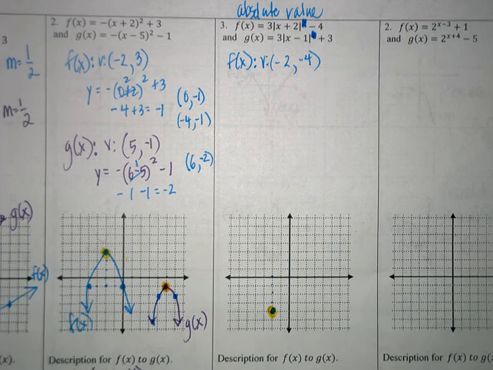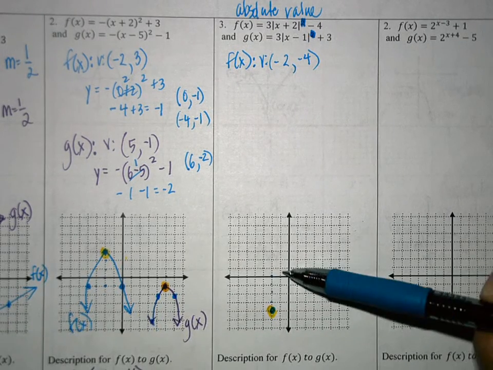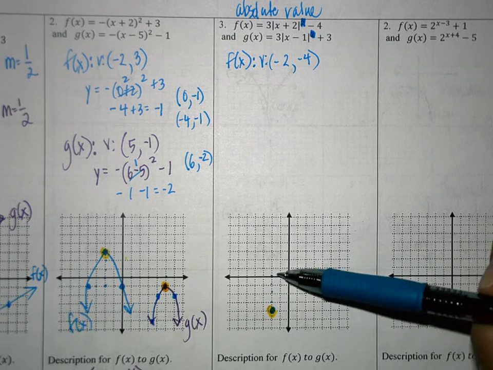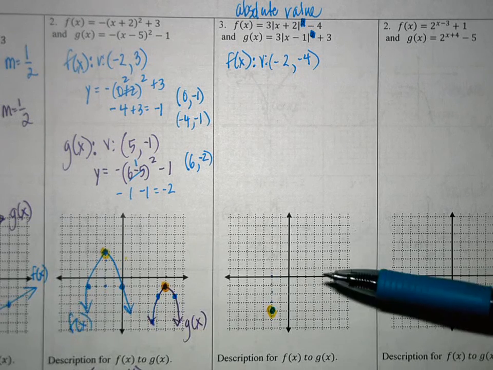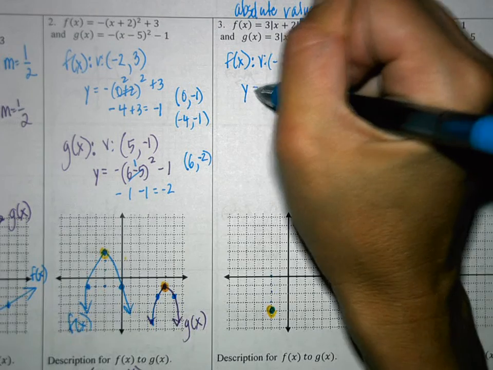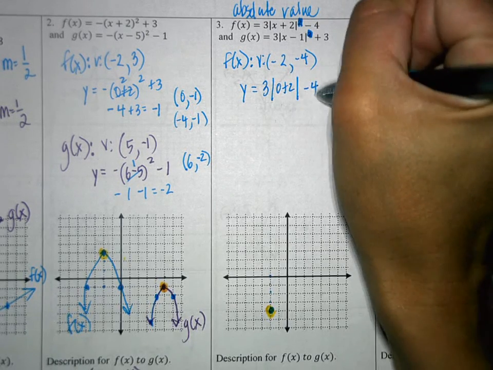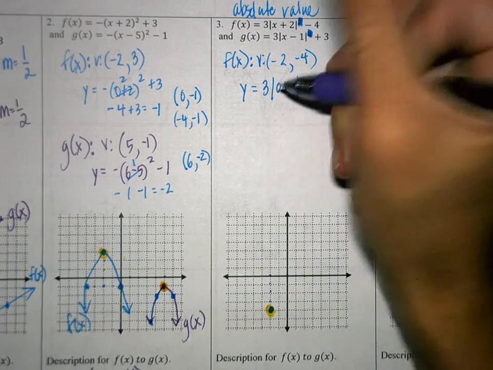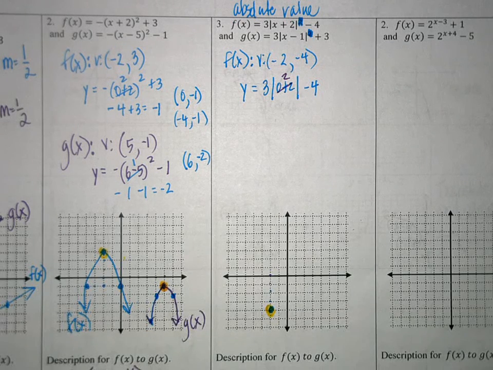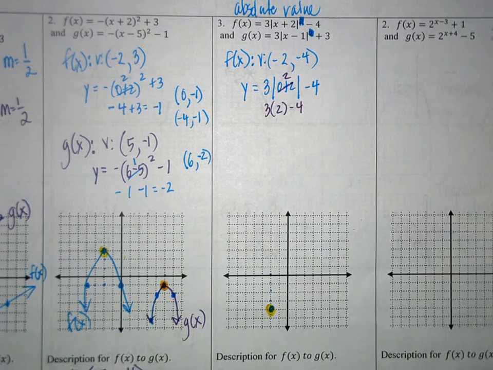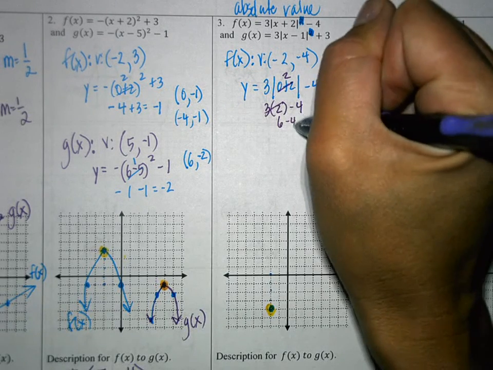Okay, based on that point, what would be a good value to choose? We can plug in 1, or we can plug in 0, or we can plug in -1. I'm thinking that either -1 or 0 are good choices. So from your vertex, going 1 or 2 away is usually best. Okay, so let's go ahead and we'll plug in 0. So we have 3 absolute value of 0 plus 2 minus 4. 0 plus 2 is 2. Absolute value of 2 is 2. Okay, good. So we get 3 times 2 minus 4. 3 times 2 is 6, and 6 minus 4 is 2.